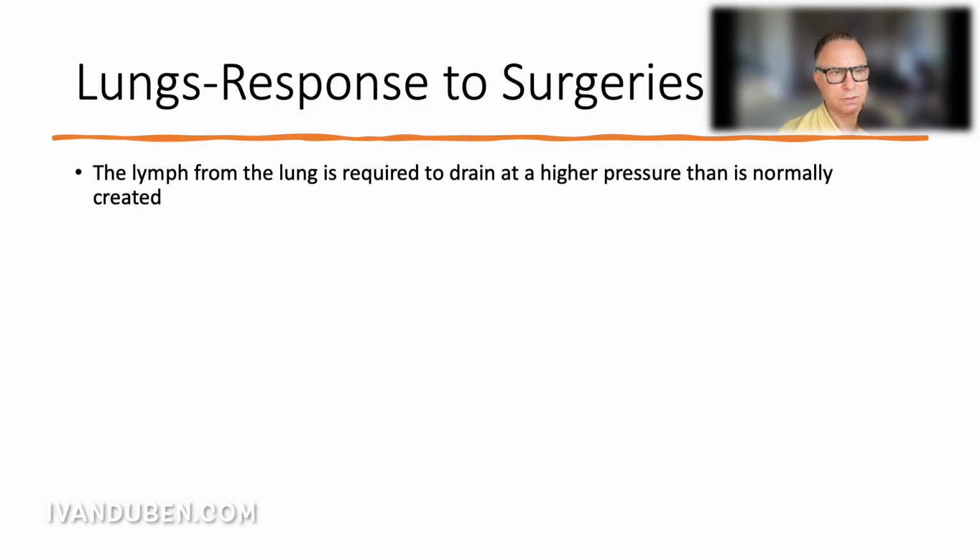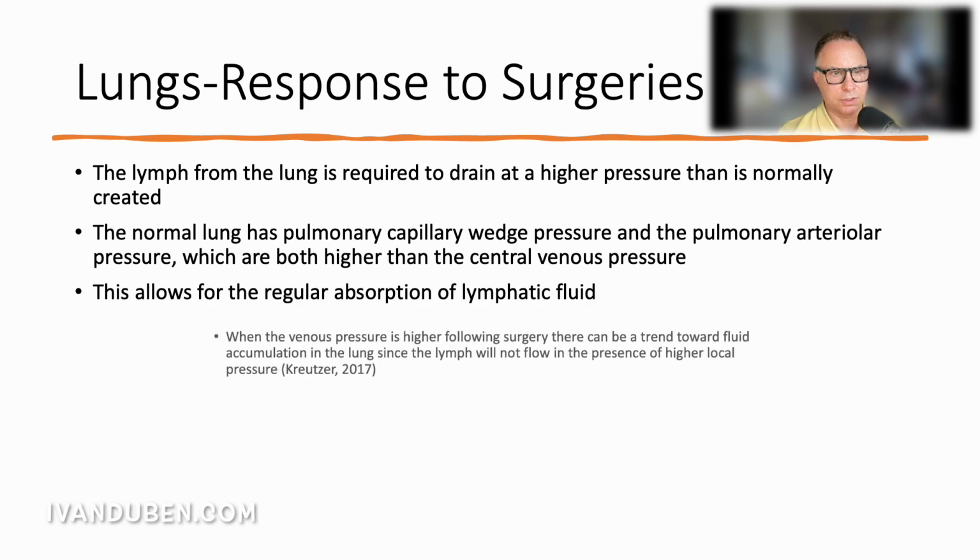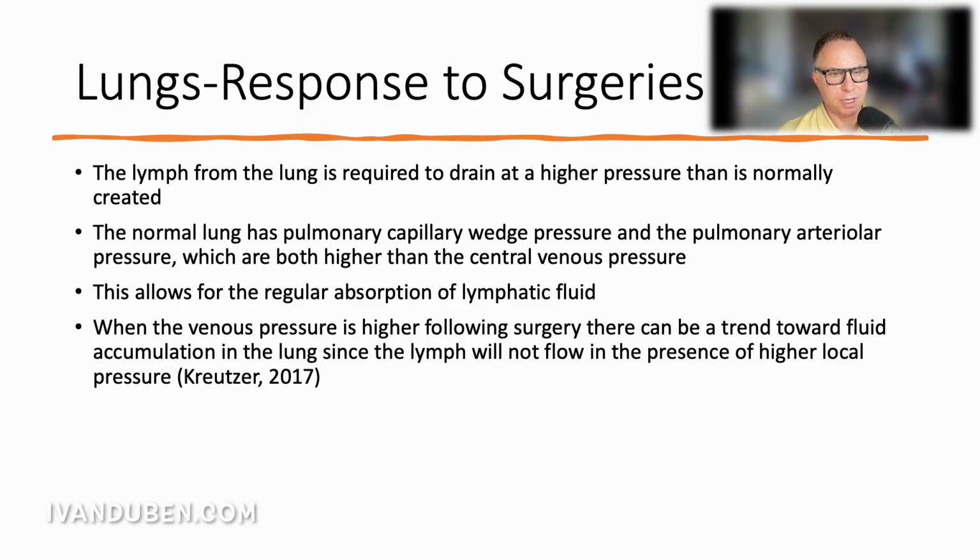In terms of the lungs, the lymph from the lung is required to drain at a higher pressure than is normally created following surgeries. The normal lung has pulmonary capillary wedge pressure and the pulmonary arteriolar pressure, which are both higher than the central venous pressure. This allows for the regular absorption of lymphatic fluid. When the venous pressure is higher following surgery, there can be a trend toward fluid accumulation in the lung since the lymph will not flow in the presence of higher local pressure.